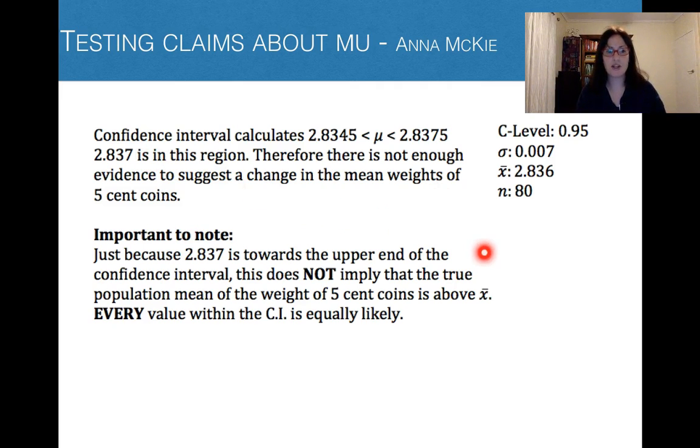Now, it's important to note that just because 2.837 is towards the upper end of the confidence interval, so it's closer to this number, it does not imply that the true population mean of the 5-cent coins is above X bar. Every value within the confidence interval is equally likely. So you can't say that the true mean is closer to one number or the other number. All of them are equally likely.